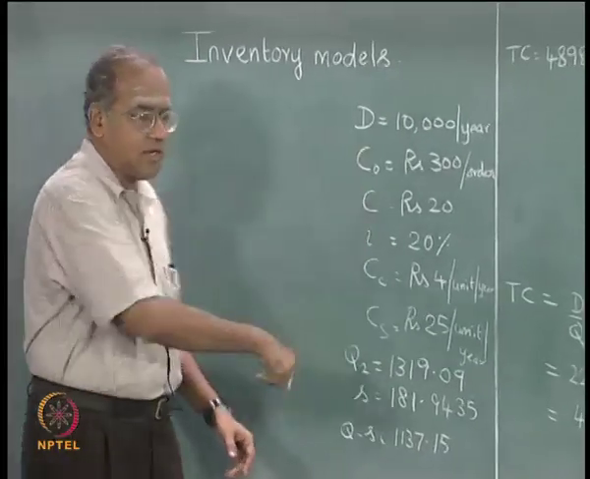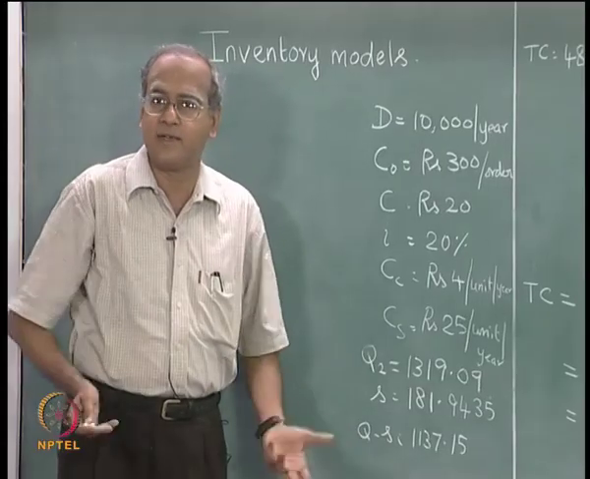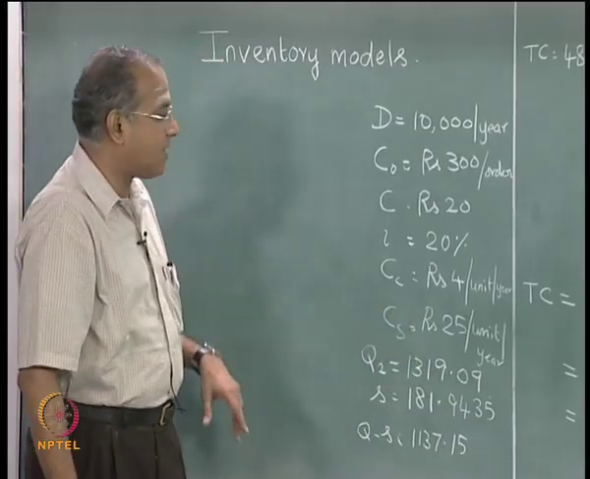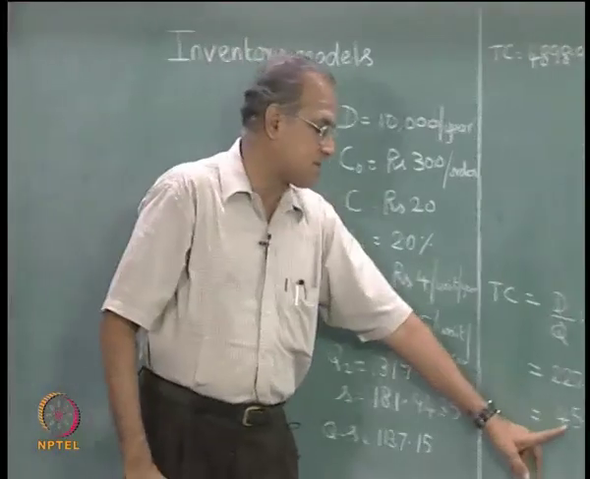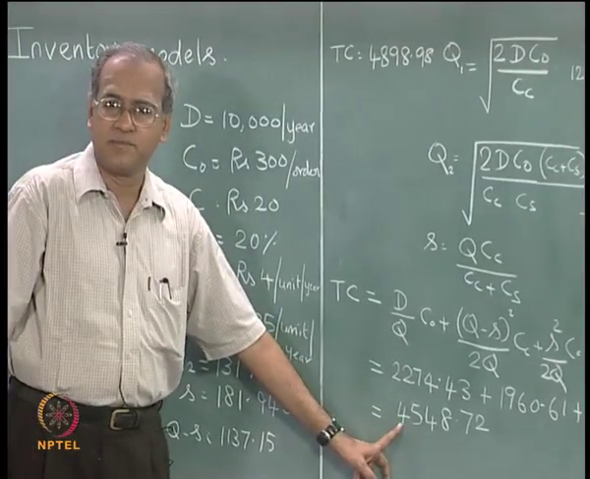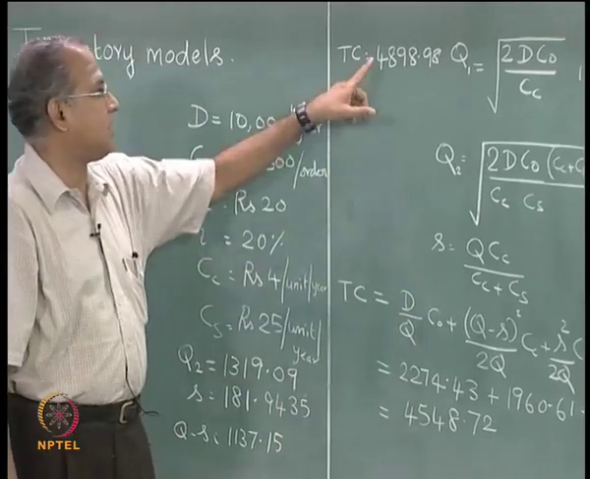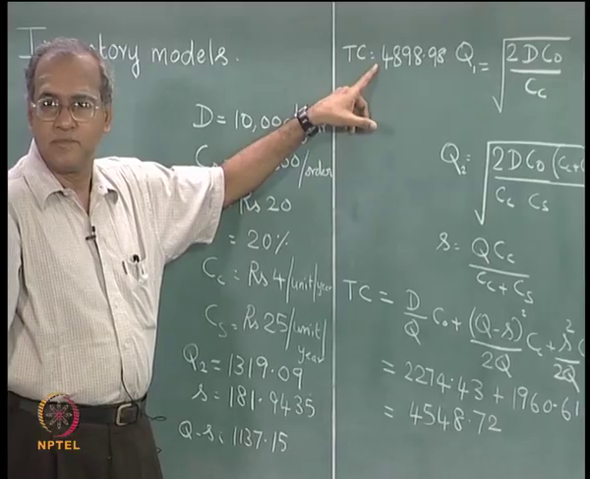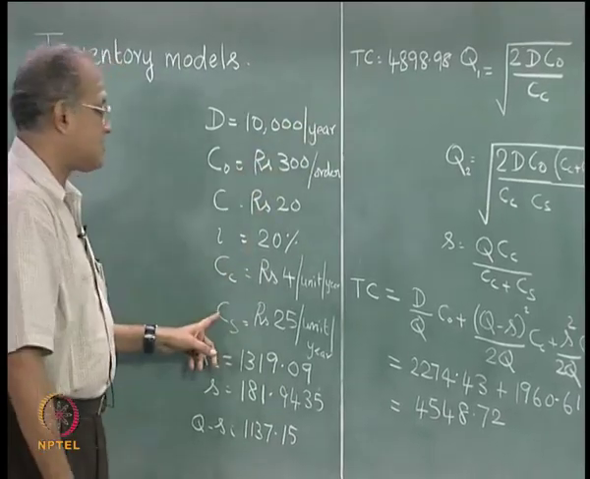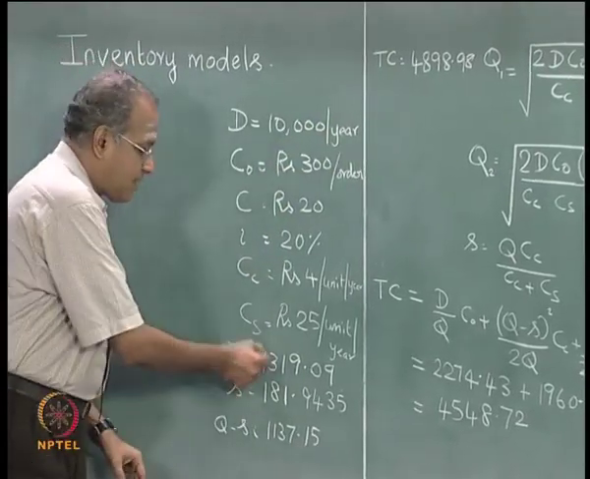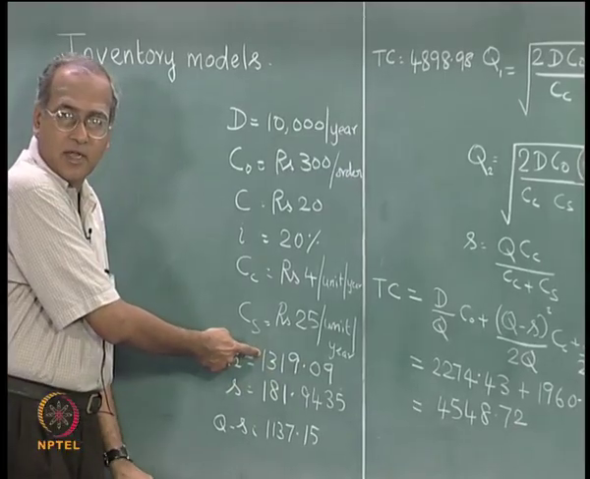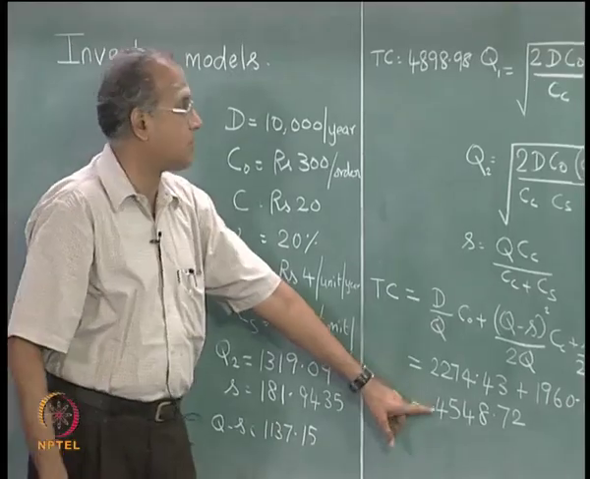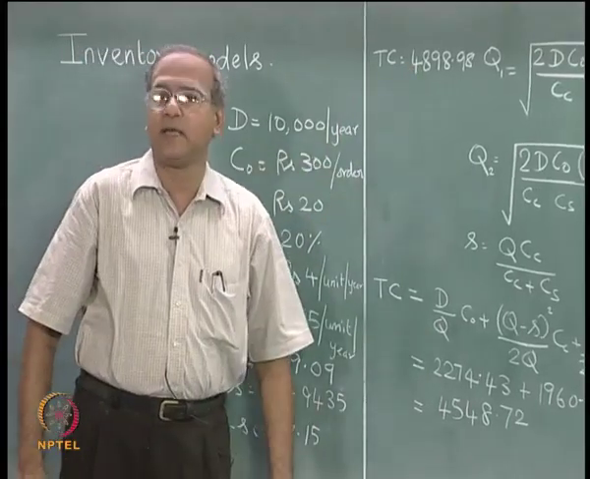I am not going to show the computations, but what I am going to tell here is that if we increase the CS, then automatically this cost will also increase, and this will come closer to 4898.98. And if we increase CS, the order quantity will decrease from 1319.09. The total cost will increase and come closer to 4898.98.